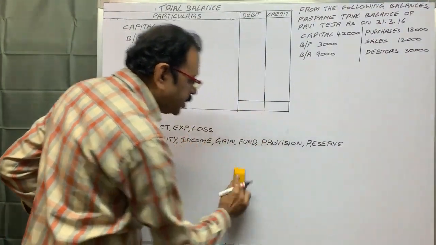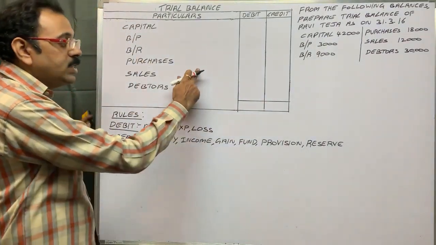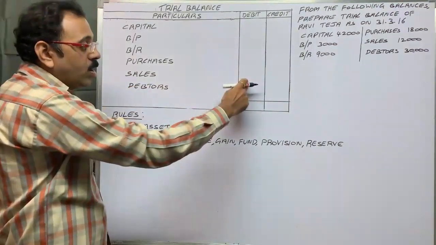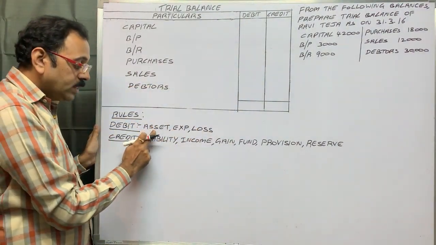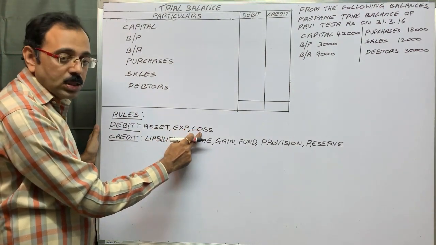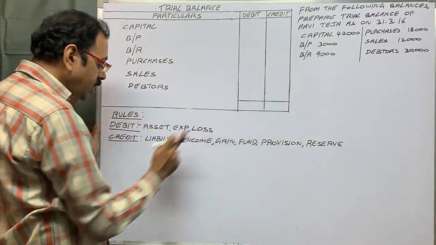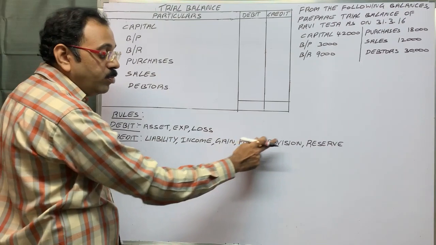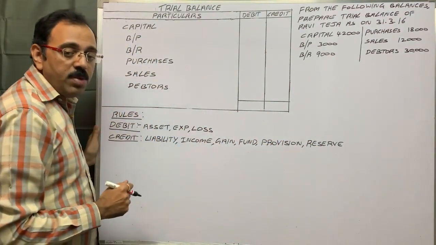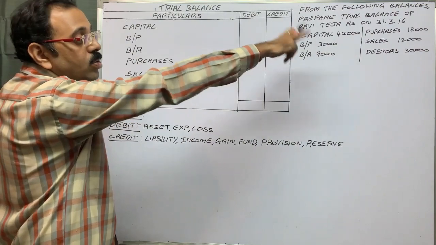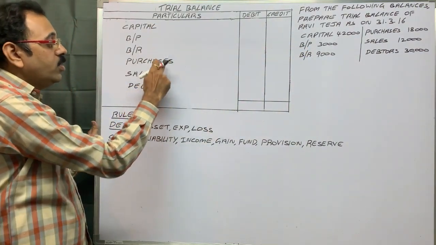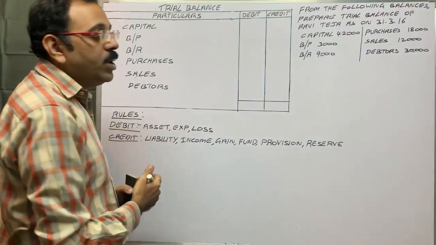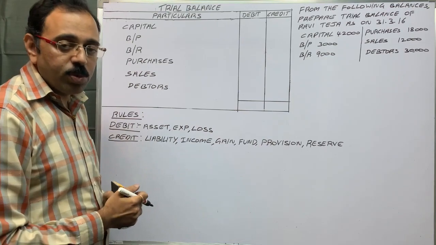Both formats are correct. Now, before preparing trial balance, we should know trial balance rules. In debit column, we have to write all assets, expenses, losses. And credit column contains opposite things: liabilities, income, gain, fund, provision, reserve. Okay? Now, all these account names one by one we have to write here in particulars column. Now, in which column we have to write the amount? That is the main part of this problem.